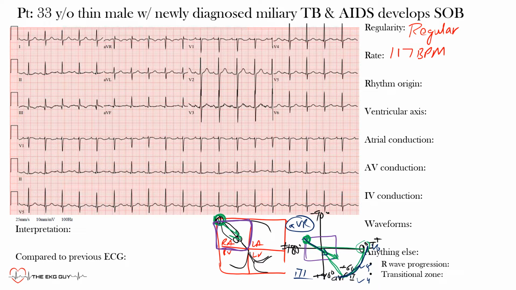That's if the rhythm is originating from the sinus node or close to it. So let's look at this here. If we look at lead 1, here's lead 1, you can see these upright P waves, okay? If you look at lead 2, the same thing here. These are all upright P waves.